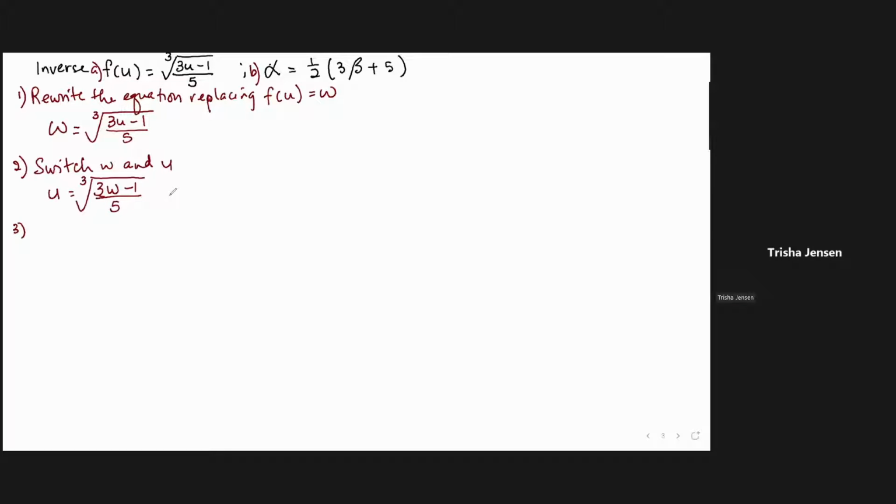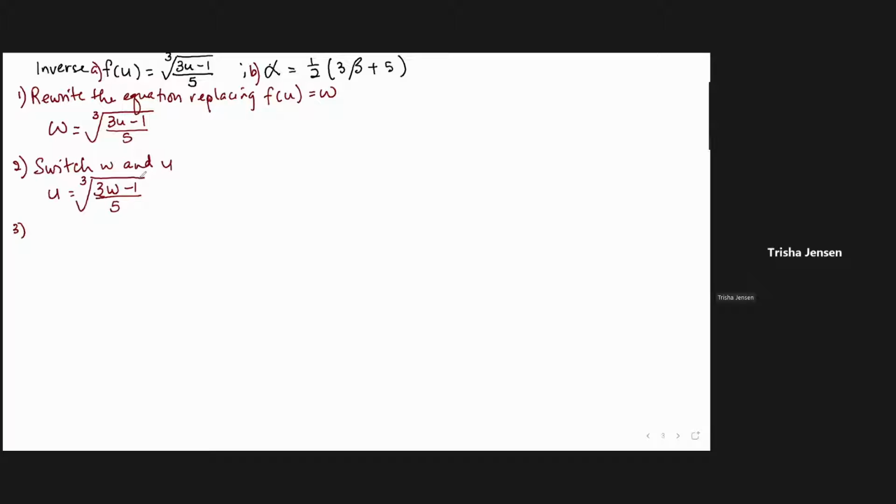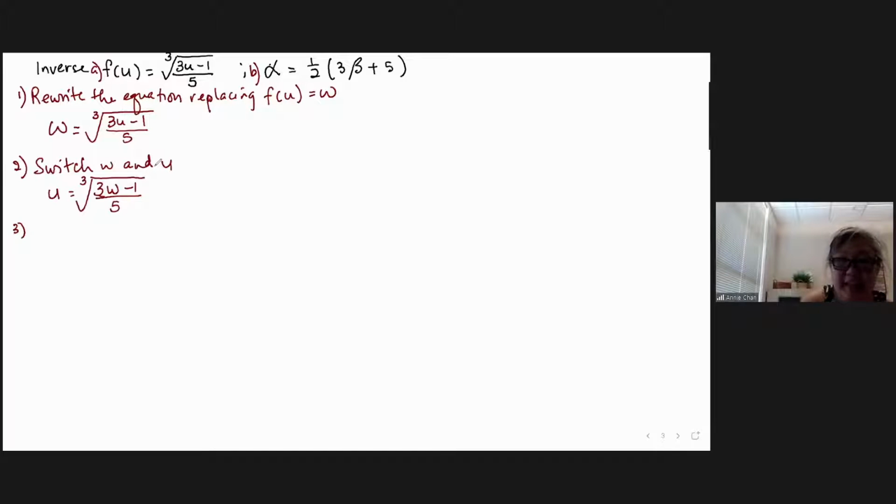You know what I'm talking about? Wouldn't you raise that whole side to the third power and then do the same to the U? I could do that. Yes. Ultimately, that's what I'm going to do.